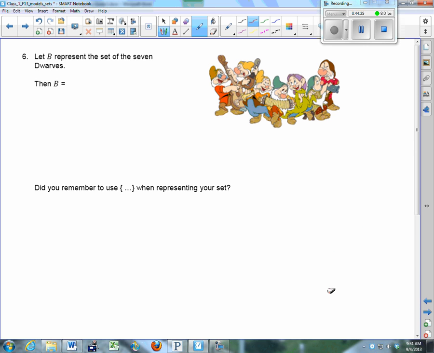So, at your seats, represent B. What is B? The set of the 7 dwarfs. See if you can name the 7 dwarfs using the roster method. How do we start? What's the first thing we put after the equal sign? What kind of bracket? Curly.